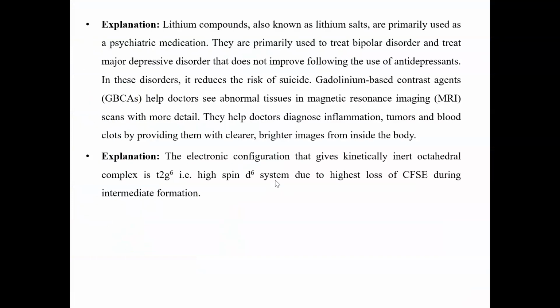Lithium compounds, also known as lithium salts, are primarily used as psychiatric medications. They are used to treat bipolar disorder and major depressive disorder where antidepressants alone do not improve the condition. In these disorders, it reduces the risk of suicide. Gadolinium-based contrast agents help doctors see abnormal tissues in MRI imaging in more detail. They help doctors diagnose inflammation, tumors, and blood clots by providing clearer, brighter images from inside the body.